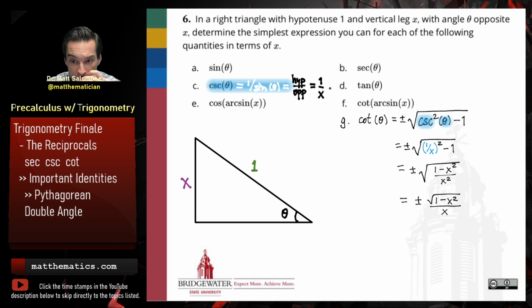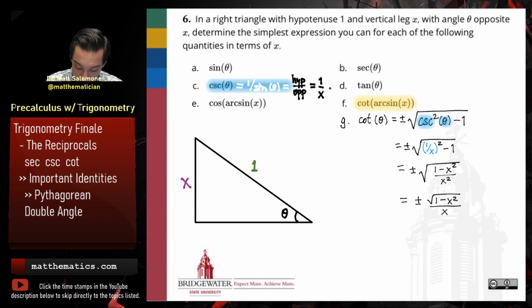Okay, let's do one more example of one of the parts on this, and then we'll talk about one more family of trigonometric identities before we wrap up today. Let's do part F here first. In part F, we're being asked for the cotangent of the arc sine of x. So we got kind of two things going on at the same time, and one of them is an inverse trigonometric function, right? The arc sine of x.